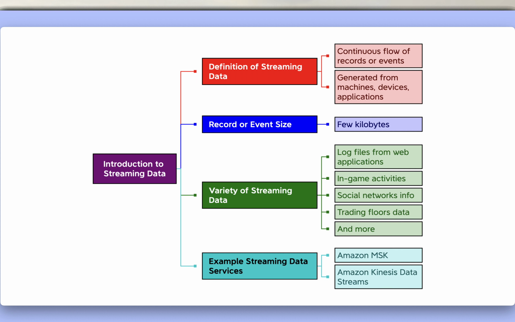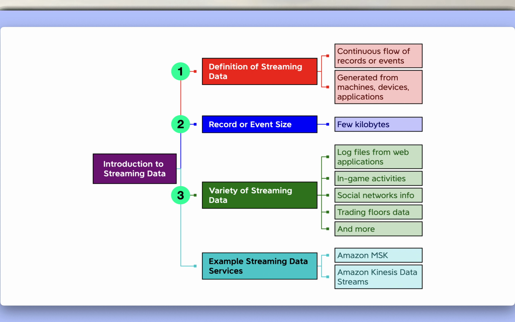Introduction to streaming data. 1. Definition of streaming data. Streaming data can be understood as a continuous flow of small records or events generated from various sources such as machines, devices, and applications. 2. Record or event size. Typically, a record or event in the context of streaming data is just a few kilobytes.